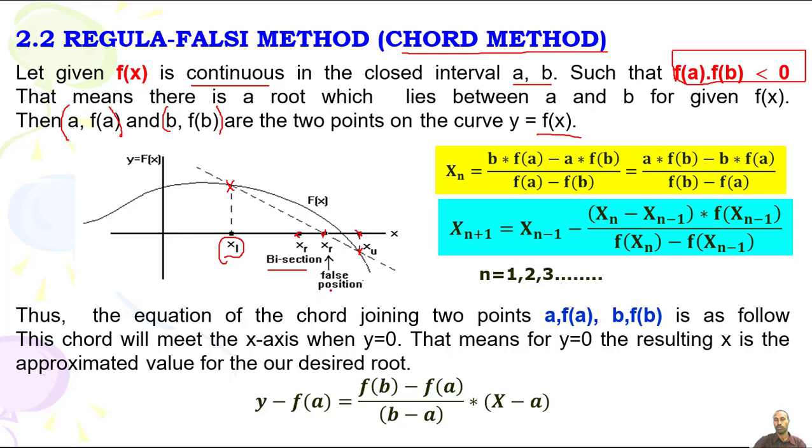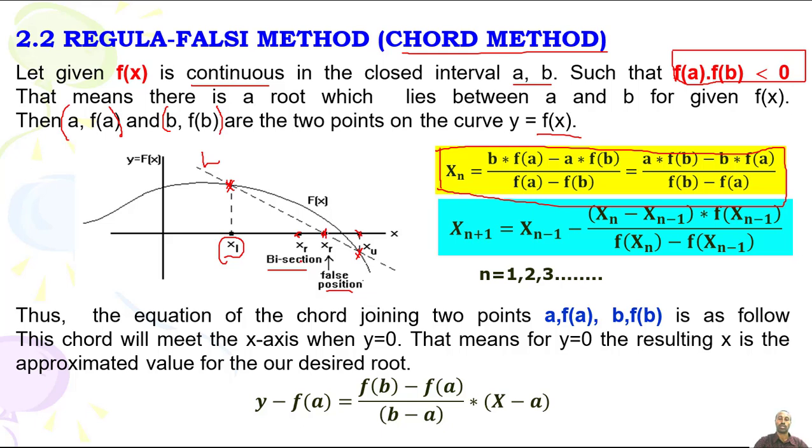Then you have the root, which means xn, and you can use this algorithm: b times f of a minus a times f of b over f of a minus f of b, or a times f of b minus b times f of a over f of b minus f of a. From the equation of this straight line, you can have two coordinates here, and again two coordinates. Then you can write this equation until the function meets this point.